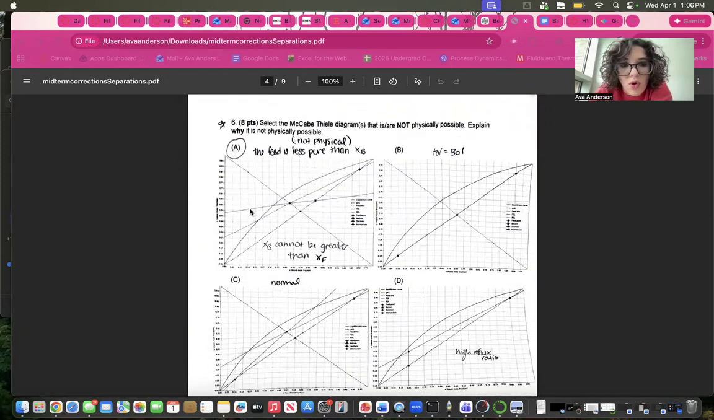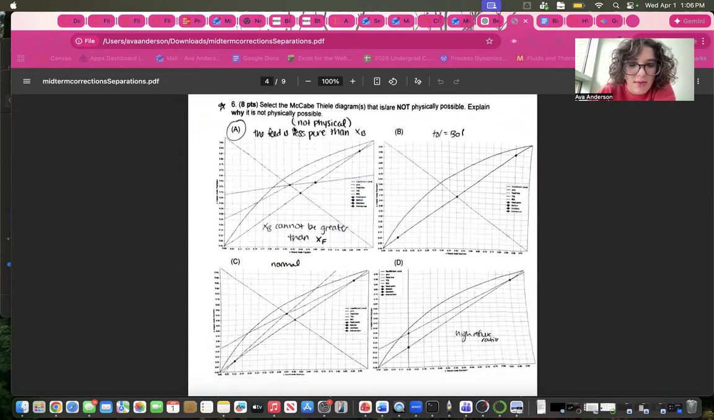Six, I did get six wrong. It's only A, not D as well. A is not physically possible because the feed is less pure than XB. XB cannot be greater than X of F. B is fine, just total equals bottoms. C is just normal. D has a really high reflux ratio, which makes it look kind of weird, but it's technically fine.